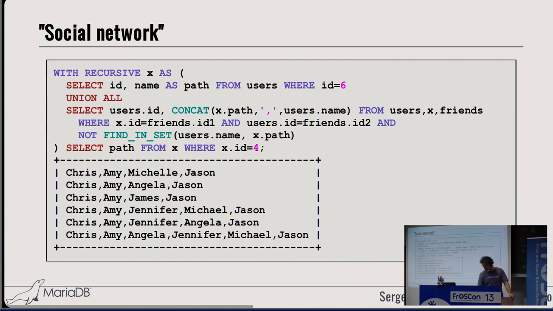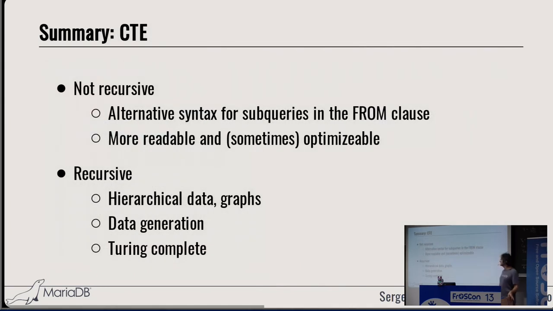So as a summary, there are non-recursive common table expressions, and they are, in my opinion, not very interesting. They're just alternative syntax for subqueries in the from clause. Although they're more readable and in some cases more optimizable, in particular in MySQL 8, which can apply the temporary table reuse optimization if you use common table expressions and not subqueries in the from clause. In MariaDB, all optimizations are applied no matter how you write it. With CTEs, with subqueries, it works either way.